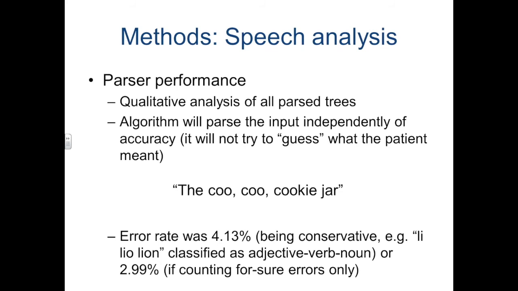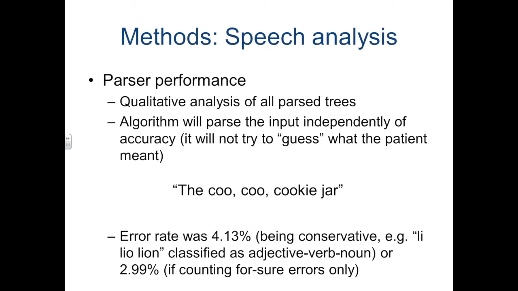And so when we are very, very conservative and we take into account all those errors where you're saying, well, the parser doesn't know any better, the error rate was 4.13%. So about 1,400 something words were incorrectly classified out of over 36,000 total words produced by all the patients in all the transcripts.